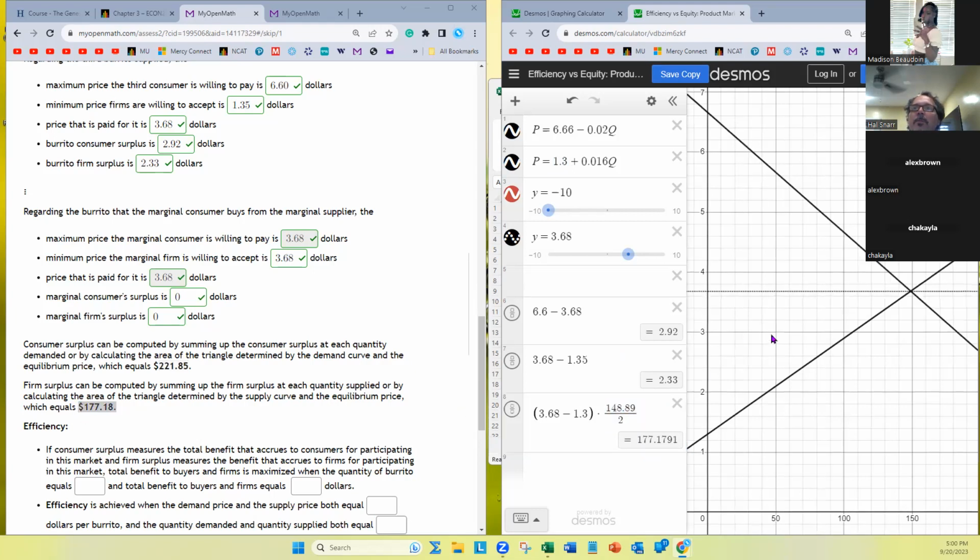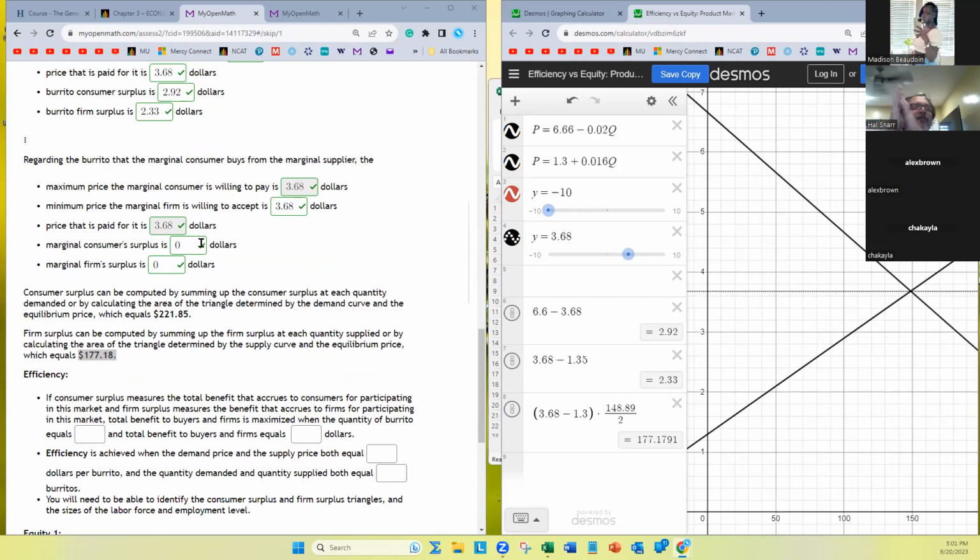So this is the firm surplus, and that's the consumer surplus. And together, they're the gains in trade of the consumers and firms who are voluntarily engaging in this trade. Consumers win, firms win. Both win, right?